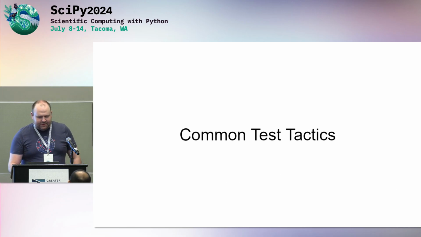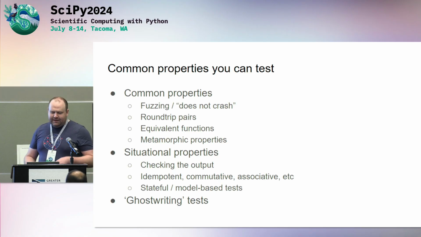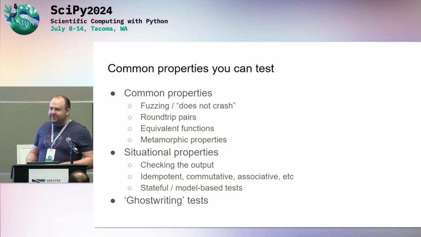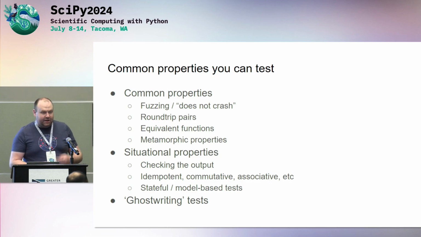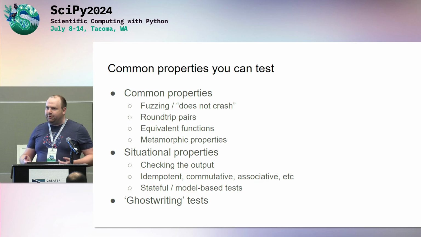So let's get into part 3 where we talk about common test tactics. We'll have seen a bunch of these. The idea of this section is I want to tell you about categories of tests that you can probably write for a wide variety of your code, including hopefully some of your code. So we'll go through common properties, a couple of situational ones, and then we already just talked about the ghostwriter. The ghostwriter basically uses those if statements and regex that I mentioned to try to encode some of these common properties in a way that we can automatically recognize.